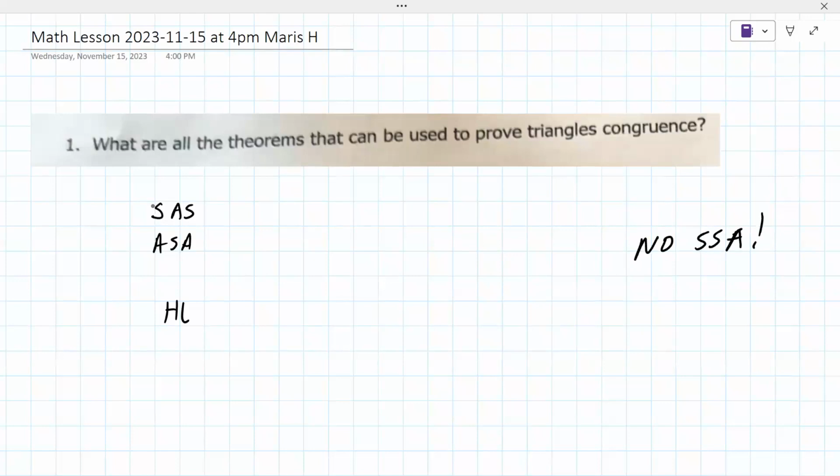AAS. Okay, and then one more. I usually write it at the top. SSS. Good, really good. Okay, I would write that at the top of your paper when you get to the test, if you can. That way you kind of know what to look for. All right, any questions on that before we begin with the rest? No. Okay.